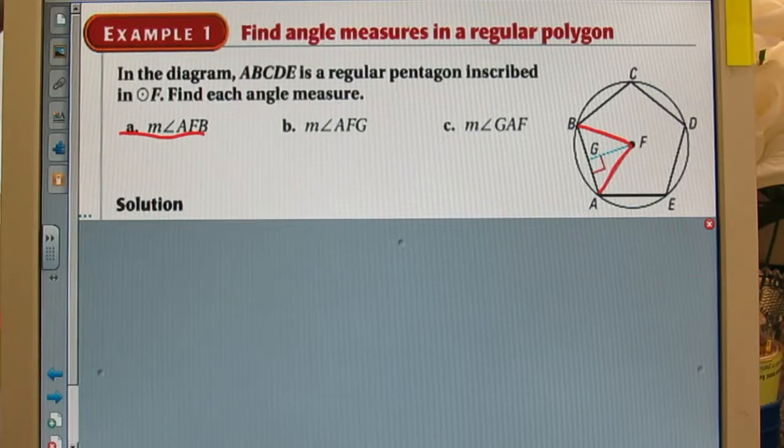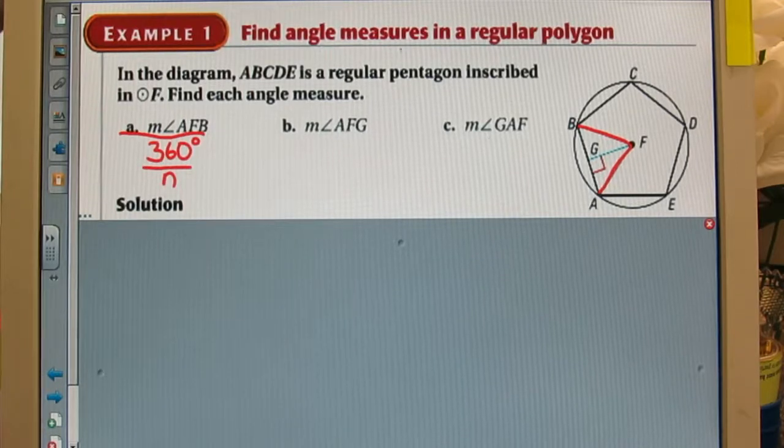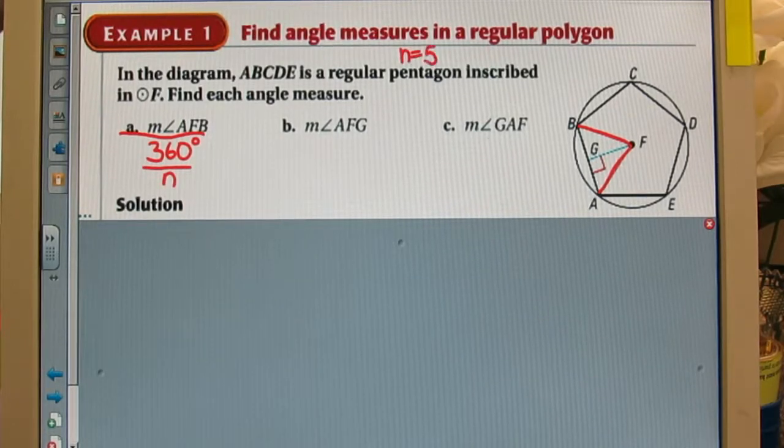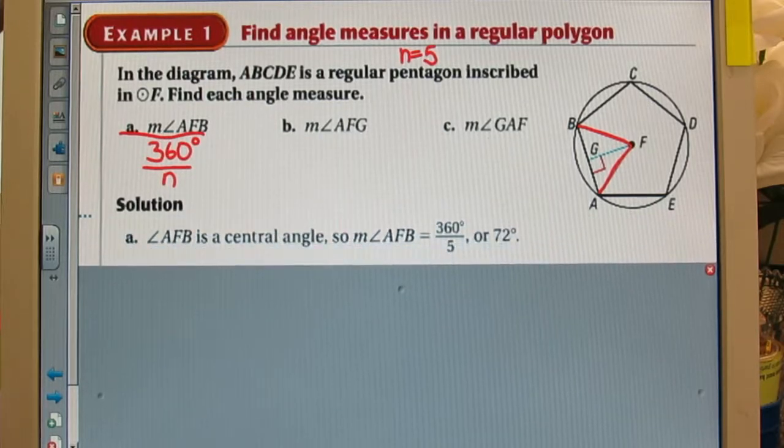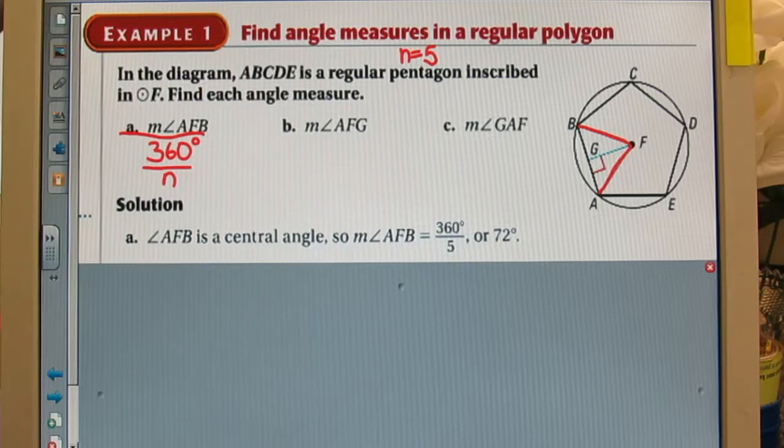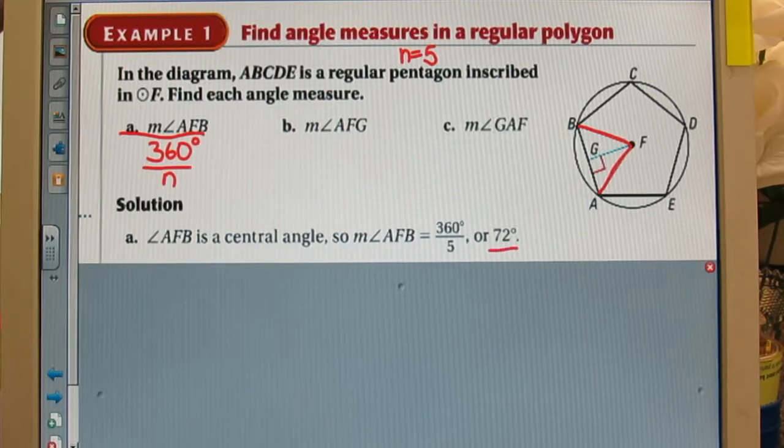And I know that the formula to find the measure of a central angle is going to be 360 degrees divided by n. And I know that my number of sides is 5 because a pentagon has 5 sides. So to find the measure of that angle, I'd simply take 360 degrees and divide by 5, and that gives me 72 degrees. The next angle it has me look for is the measure of angle AFG.